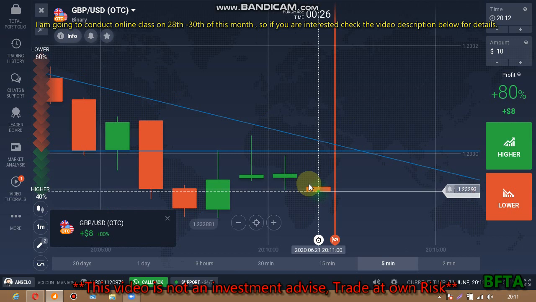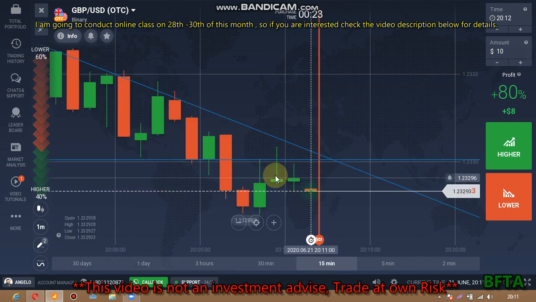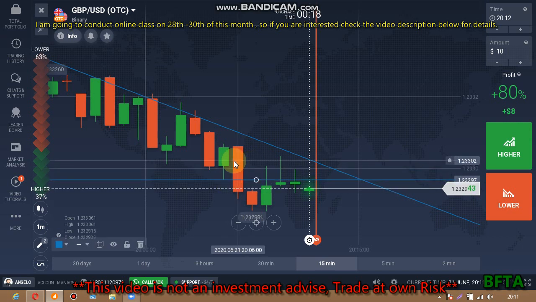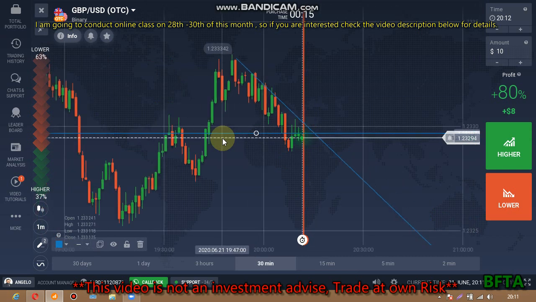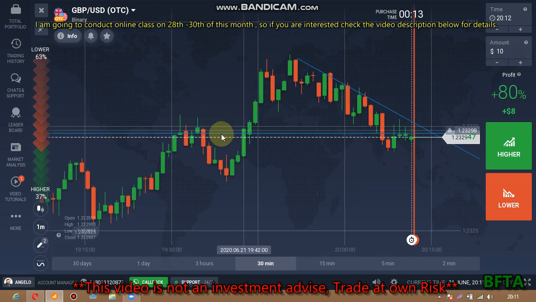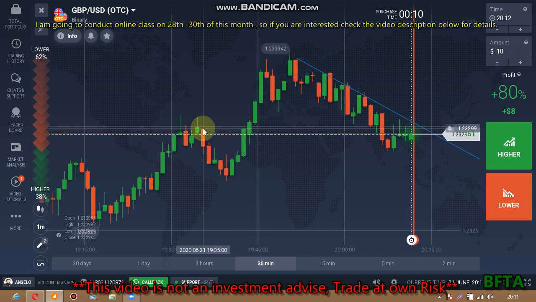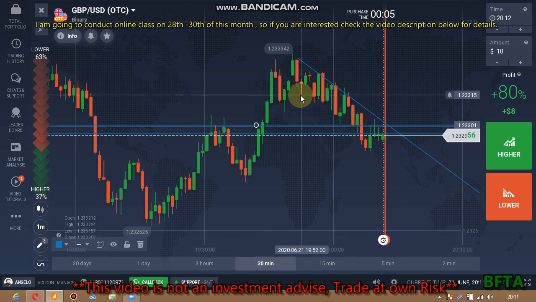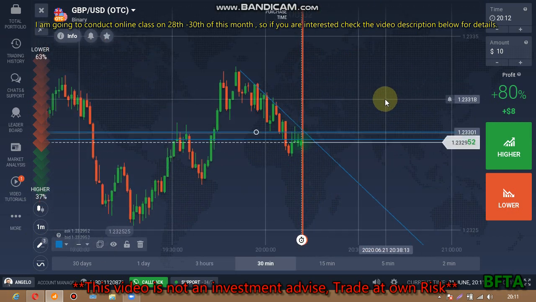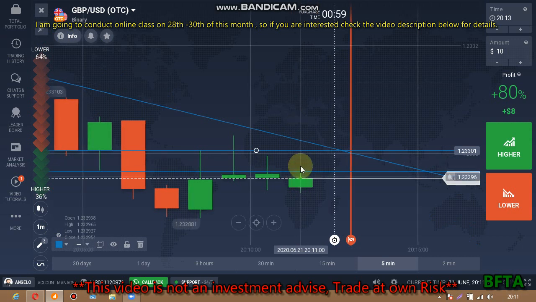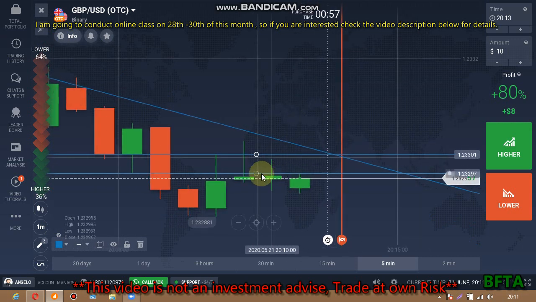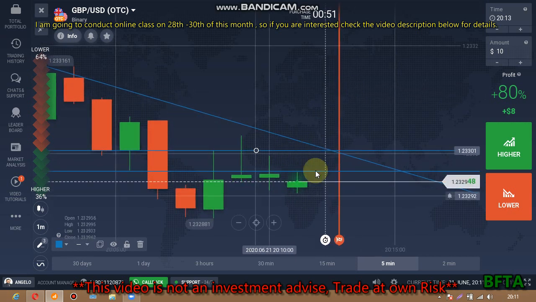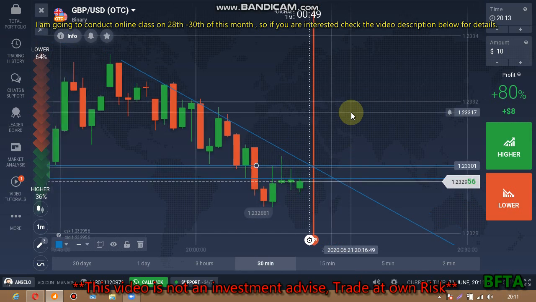Okay, so I'll wait for the next candle because there's a jump. Let me see what's going on here. Okay, this is actually the level. So I'll wait for the next candle, because there's a jump, you can see where the buyers opened here. So it's not good to rush into the market.